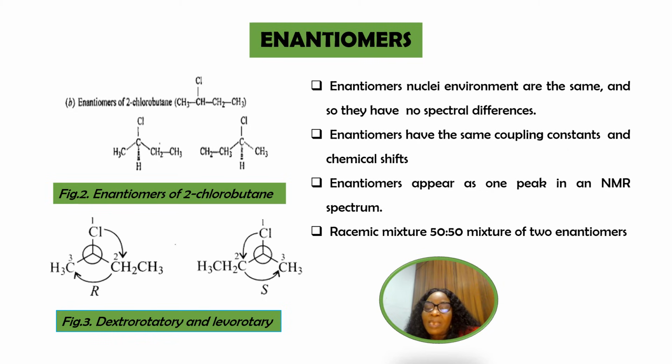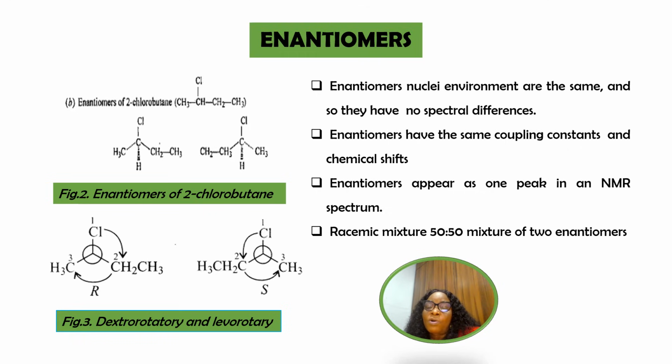Note that enantiomers are non-superimposable mirror images. The left hand and right hand in an achiral environment have identical surrounding atoms and groups, meaning their nuclear environments are the same, and so they have no spectral differences. Consequently, their coupling constants and chemical shifts for corresponding nuclei are also the same. Their spectra will be indistinguishable and will appear as one peak in an NMR spectrum. In an NMR spectrum, enantiomers appear as one peak.